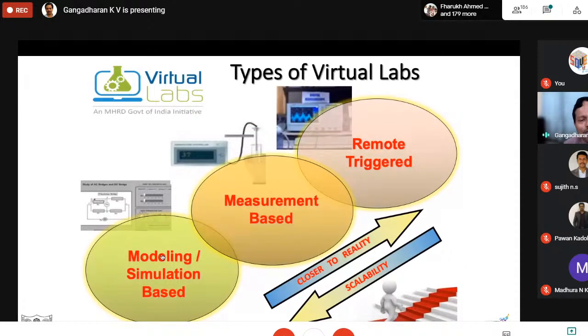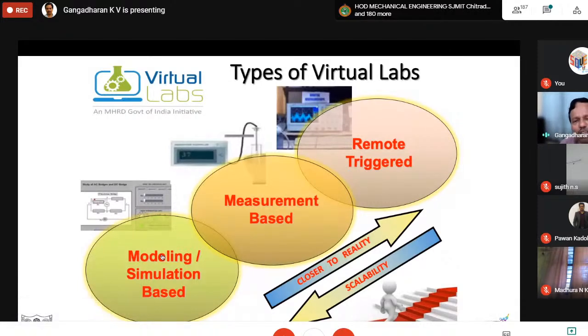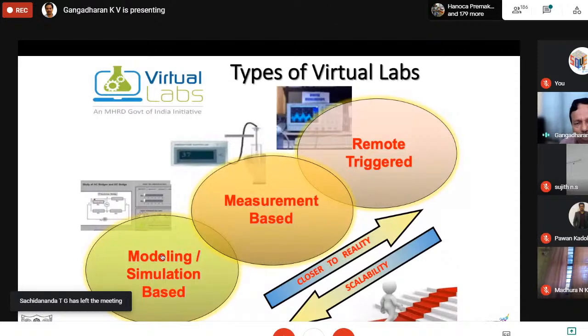And how is it functioning? Either it could be a modeling or simulation based program, or in case of strength of materials and the other experiments where materials have to be tested, we test hundreds of materials and keep all the data in the server. When the learner comes to do an experiment and chooses brass for testing, he gets a simulation of the testing, but the data which he gets is the actual data which we got from testing the same material. That is called measurement based.